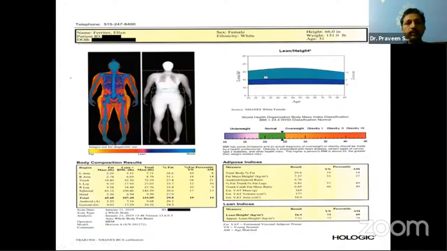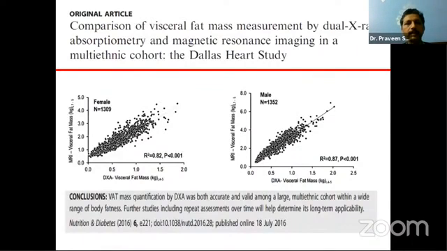And it has shown a good correlation with the other methods like CT scan and the MRI. There is an important study, the Dallas Heart Study, which has shown that the visceral adipose tissue quantified by DEXA, over a calculation of more than 1,000 people in both male and female, has good correlation with an MRI-based VAT detection. So the centers where they have the facility of DEXA can calculate visceral fat and the subcutaneous fat where the MRI machine is not able to calculate that.